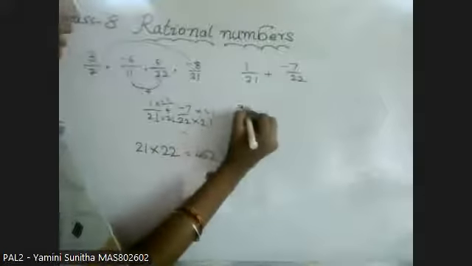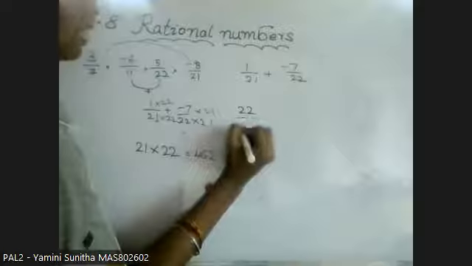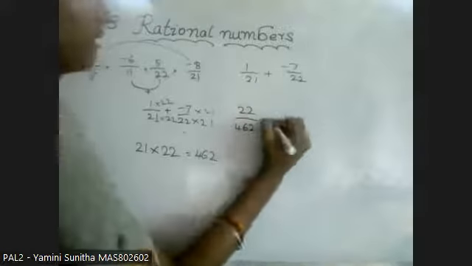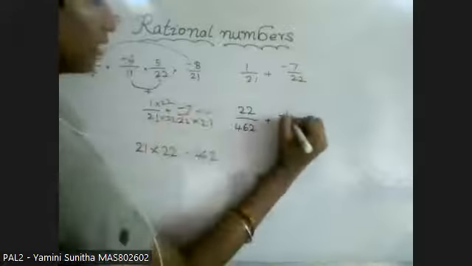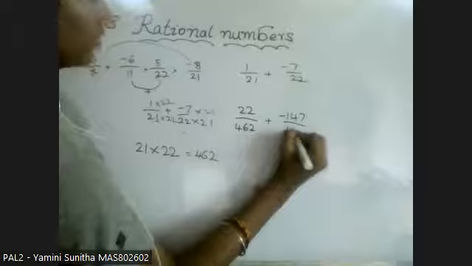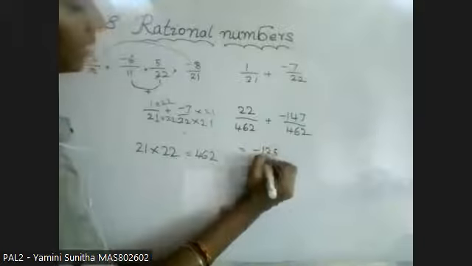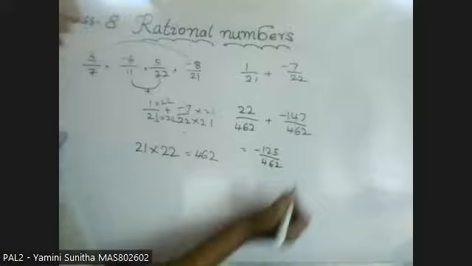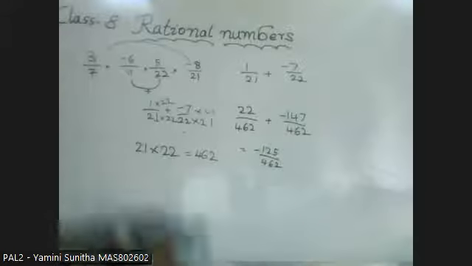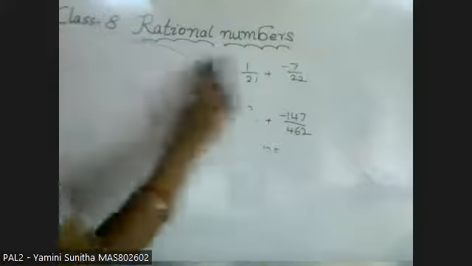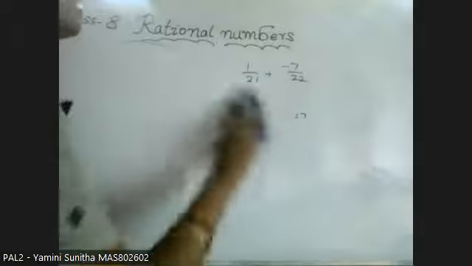So 22 by 462 plus minus 147 by 462. This gives us 125 by 462. Like this we have to proceed with the addition if more than 2 are given. We have to find an easy process to add all these numbers.